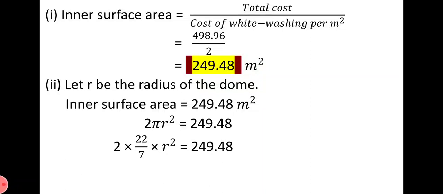Transposing the numbers on the right hand side, we get r square equal to 249.48 multiplied by 7 upon 2 multiplied by 22. On solving, we will get r square equal to 39.69. We have to find r, therefore r is square root of 39.69, that is equal to 6.3 meter. Here you can use prime factorization method to find out the square root of 39.69. So on solving, we will get radius as 6.3 meter.